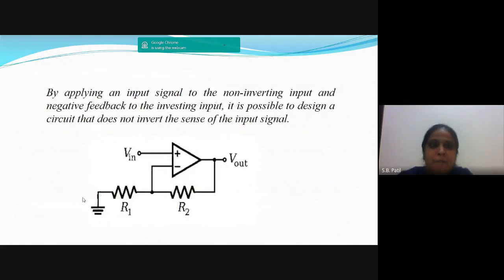By applying an input signal to the non-inverting input, and negative feedback to the inverting input, it is possible to design a circuit that does not invert the sign of the input signal. Here the input voltage is applied to the non-inverting terminal. Here the resistors are connected to the inverting terminal. This is the feedback resistor, which is nothing but the resistor connected between the input and output. This is the input resistor which is connected to the ground, and this is the output voltage.